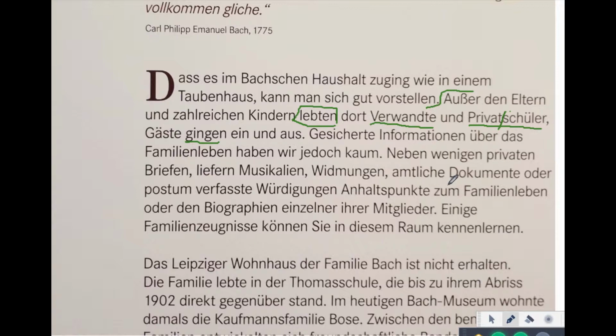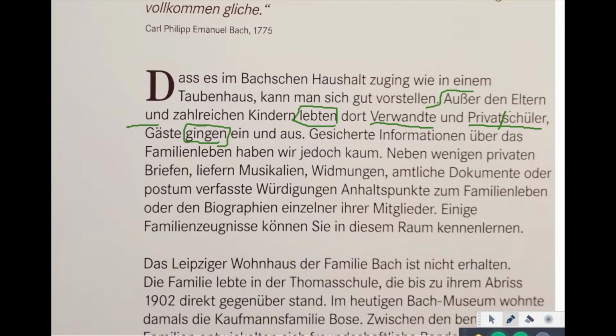Okay, let's see. So in addition to the parents and numerous children, relatives and private students lived there, so they lived in the same house. And the next one, where's the verb in the next part of the sentence? Gingen. Gingen, and that's a strong verb. What is the infinitive of gingen? It's gehen. Gehen, yeah, gehen, ging, gegangen. So guests went ein und aus, so in and out, or to and fro, we sometimes say.